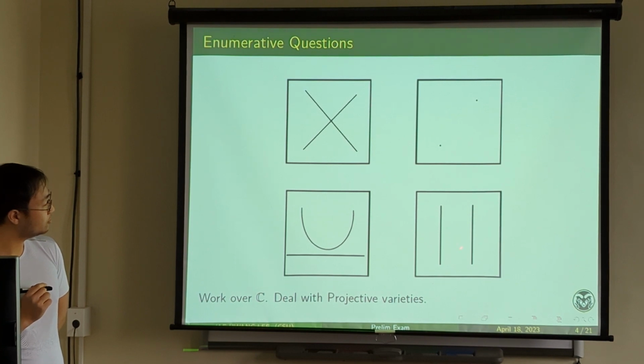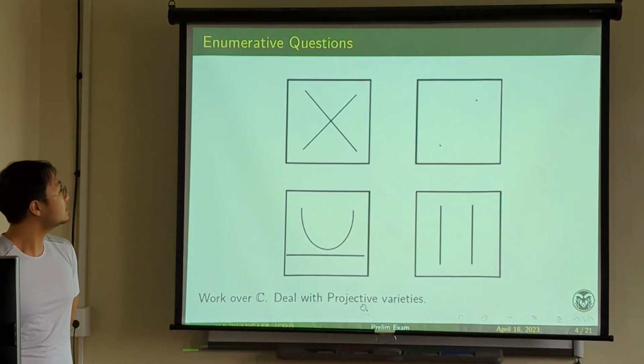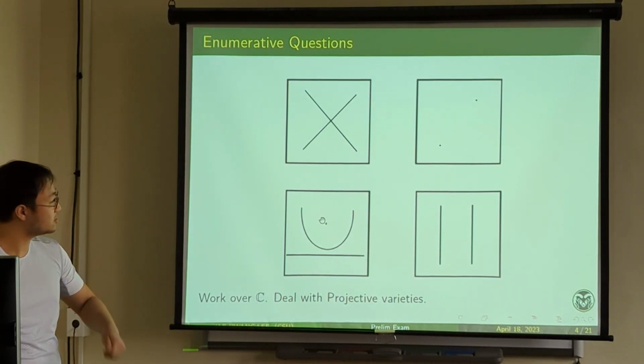Now here are 2 parallel lines. They are not meeting right now, but that's the situation that we want to avoid. So we're going to deal with projective varieties. In this case, if we introduce a point at infinity, these 2 parallel lines are going to meet at the point at infinity. So that's a very basic enumerative geometry question.